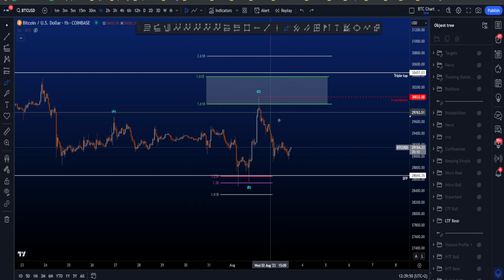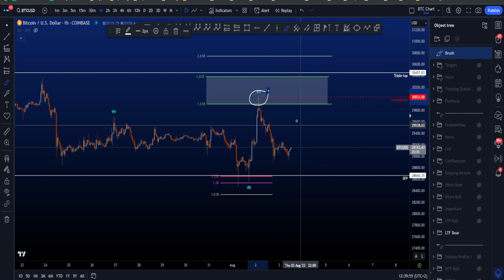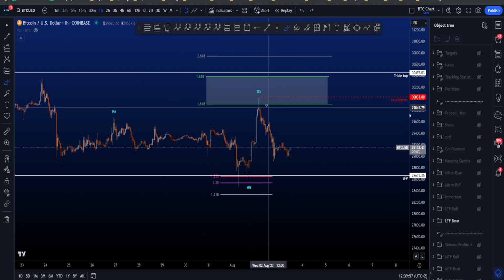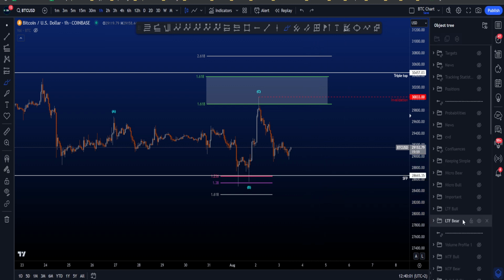The invalidation for this area is if price would move towards the upside and hits this high once more, because after this expanding flat, you want to see impulsive structures and continuation to the downside for much lower levels.